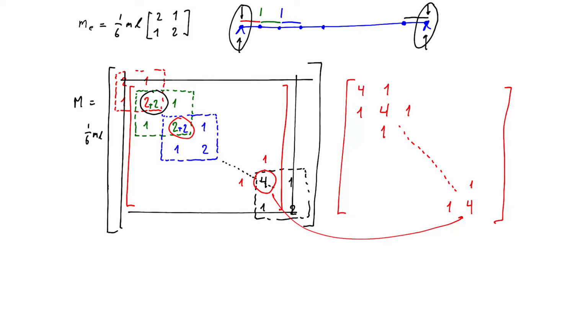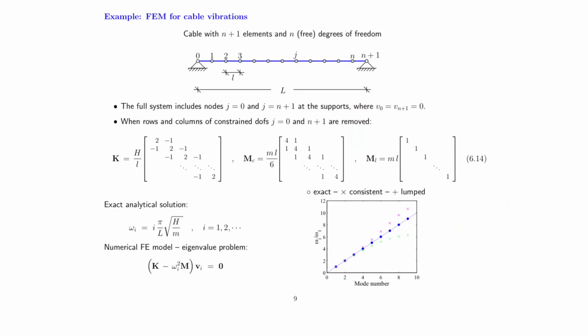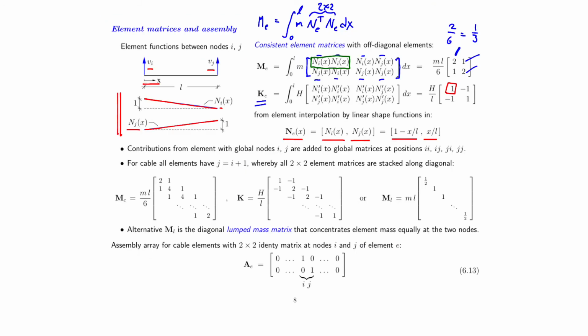So instead of having n plus 1 degrees of freedom, we now have n minus 1 degrees of freedom because we have eliminated 2 out of the total number of degrees of freedom. And this is the reason why, for our next example, we have a mass matrix that starts and ends with a diagonal value of 4, simply because the initial value of 2 and the final value of 2 have been eliminated because of the boundary conditions for our given cable model.